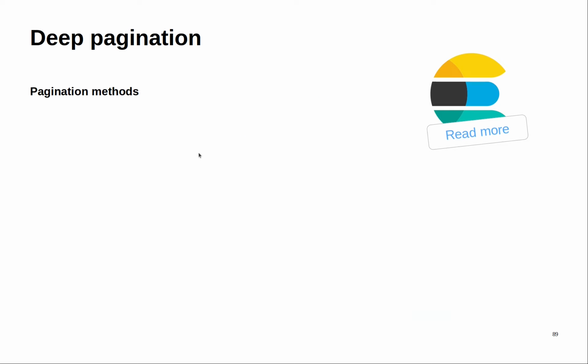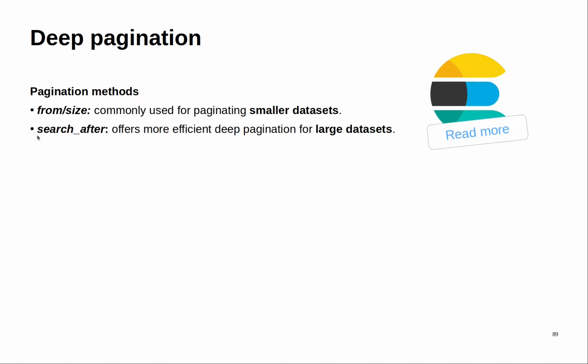In Elasticsearch, there are two primary methods for implementing pagination. From size, this method is commonly used for paginating smaller datasets, and the search after method, which is better suited for larger datasets. Let's start with the from size method.